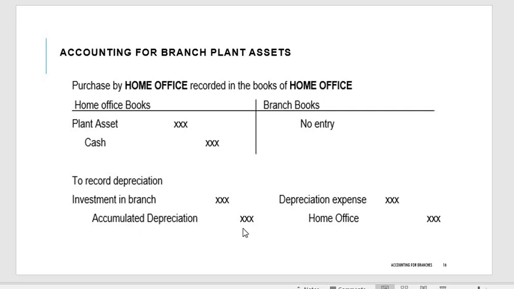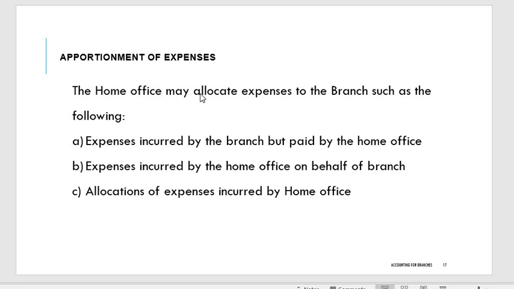And then, kay branch, mag-record siya ng depreciation expense, credit, home office. Okay, so let's continue. Okay, apportionment of expenses. Okay, so there are home office, or the home office may allocate expenses to the branch, such as yung expenses incurred by the branch but paid by the home office, no? Or expenses incurred by the home office on behalf of the branch, no? And then, mag-allocate ng expenses incurred by the home office, i-allocate niya kay branch.